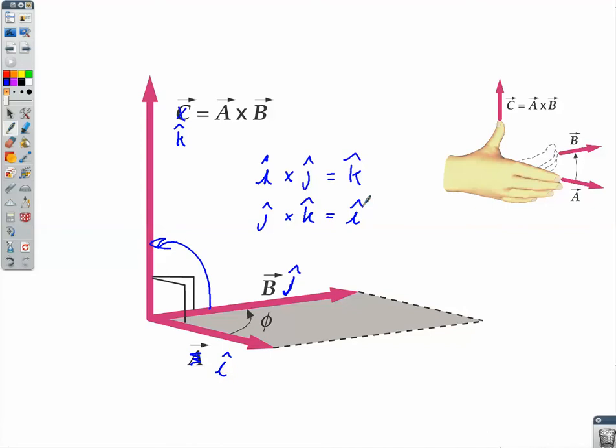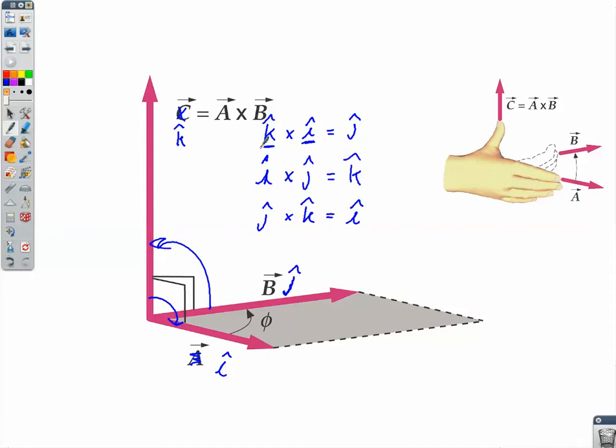And let's see what we get when we cross K with I. If we do K cross I, so go down from K to I, we curl our fingers that direction, we get a vector going in the J direction. So K cross I will give us a vector in the J direction. And from the previous screen, we saw that if we reverse the direction here, if we do I cross K instead, we'll get a vector going in the negative J direction.